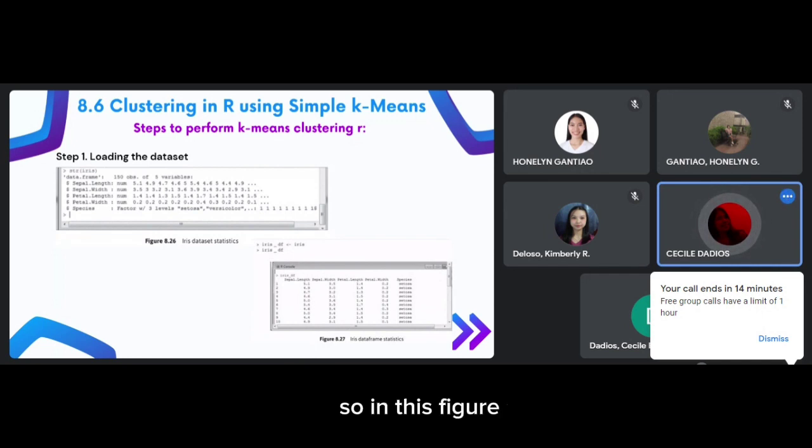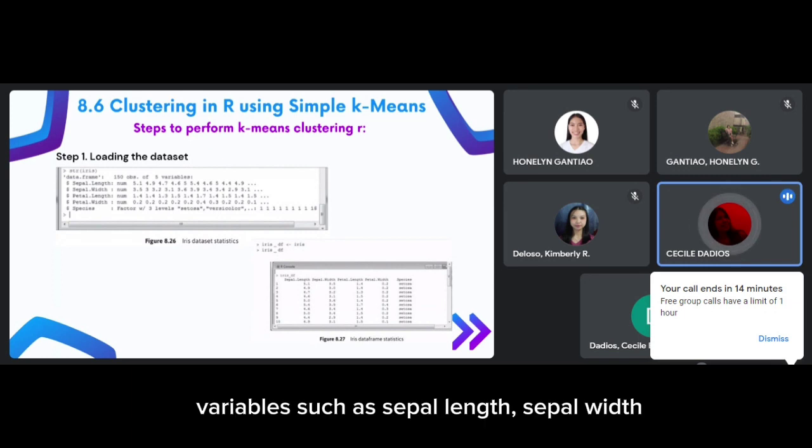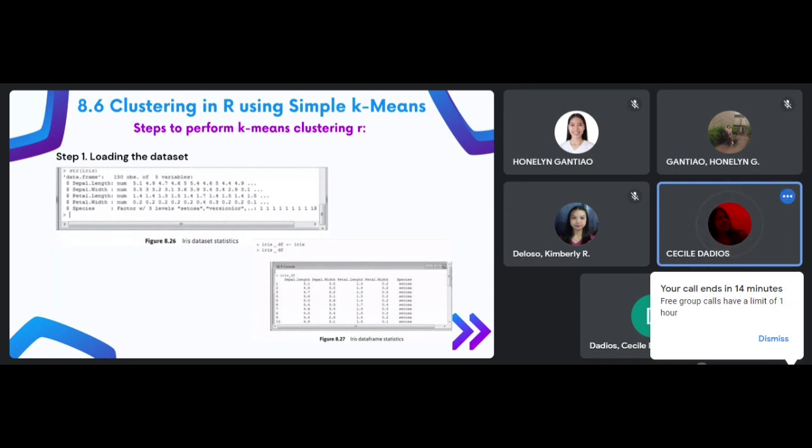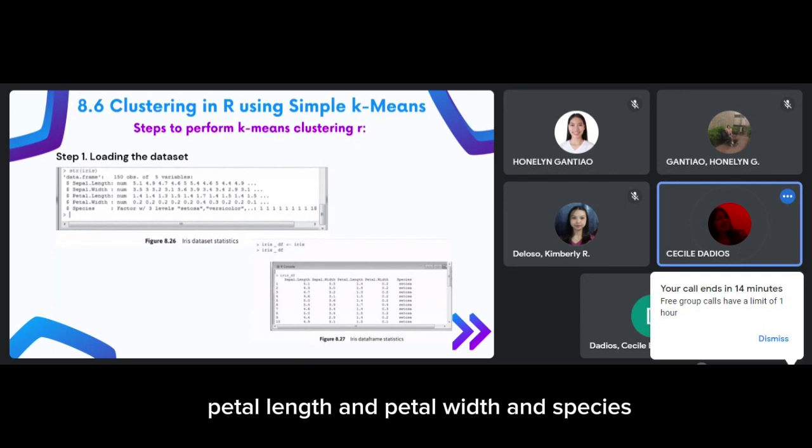So in this figure, 8.26 shows that the dataset contains 150 observations and 5 variables such as sepal length, sepal width, petal length, petal width, and species. So the following command converts the dataset into a data frame and its output is shown in figure 8.26. So step 2, removal of class variable from dataset.